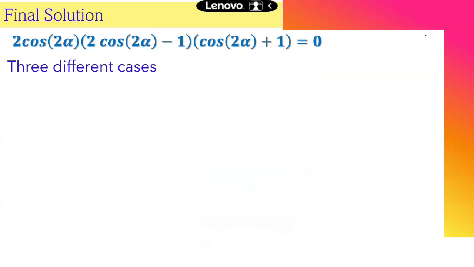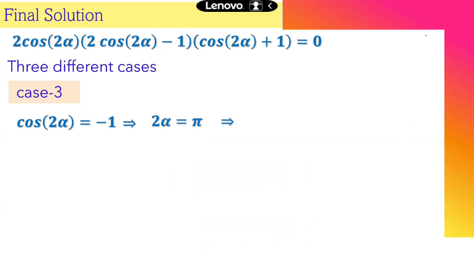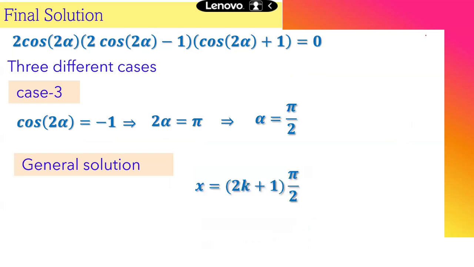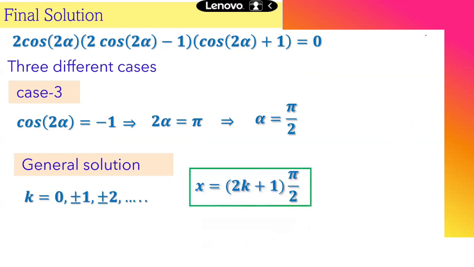Now come to the third case. Here is case 3, cosine 2 alpha equal to minus 1. This will give us 2 alpha equal to pi and alpha equal to pi over 2, and then the general solution is (2k plus 1) pi over 2, and in the same way k is from 0, plus or minus 1, plus or minus 2, and so on.